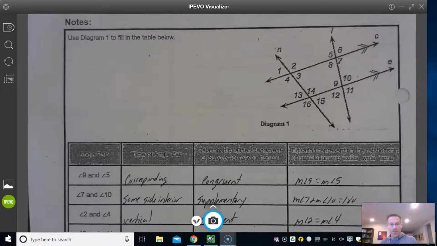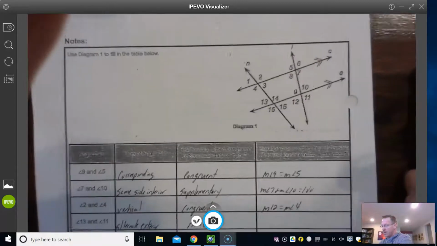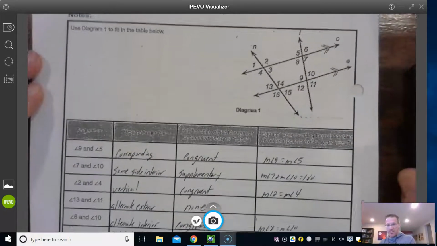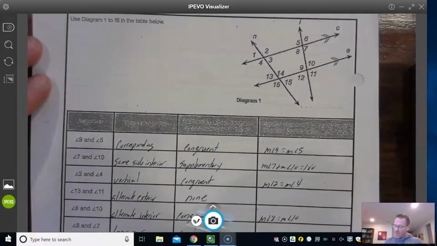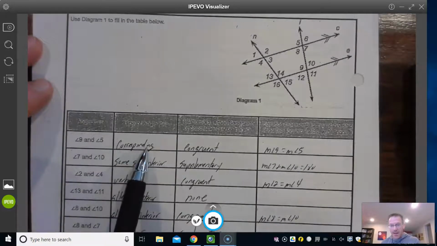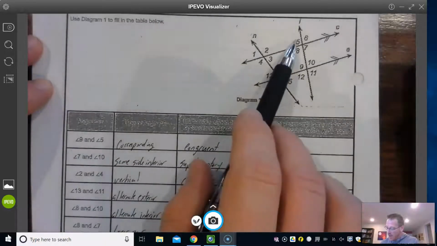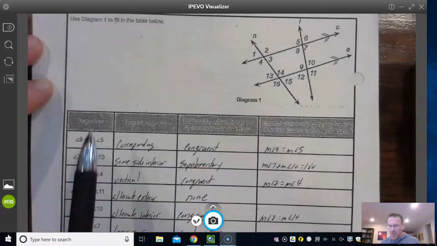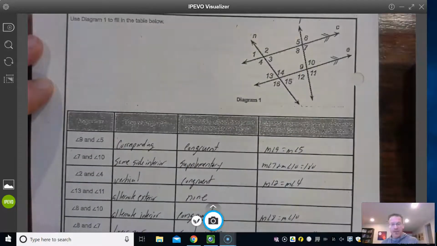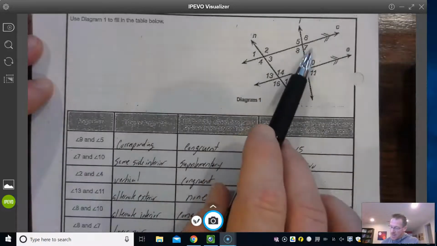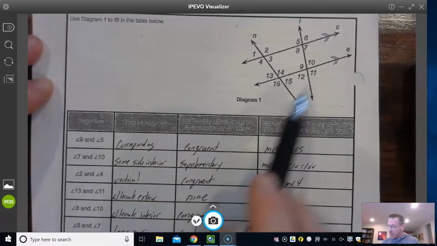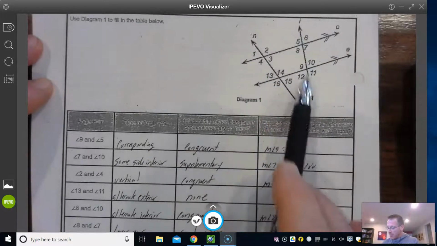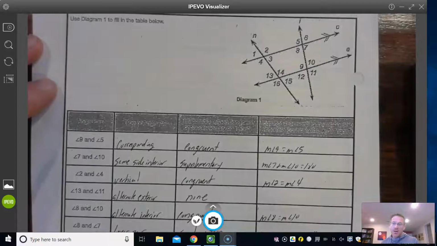As we work through, I'm going to make this a little bit taller so we can see as much as possible with our diagram up here. Hopefully you have 9 and 5 are corresponding, and they would be congruent because 9 and 5 are touching our parallel lines, so we could set those equal to each other. 7 and 10 are same side interior. They would be supplementary because the transversal that 7 and 10 are on intersects our parallel lines, so the equation is the measure of 7 plus 10 equals 180.